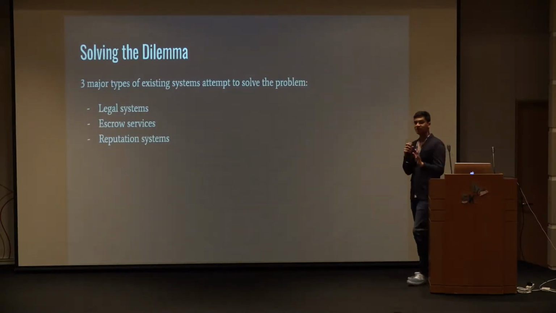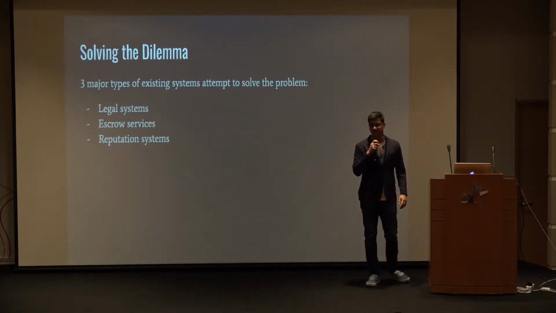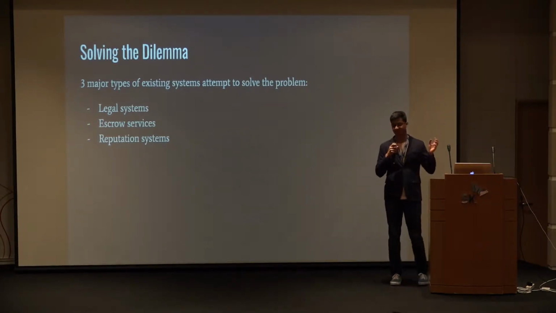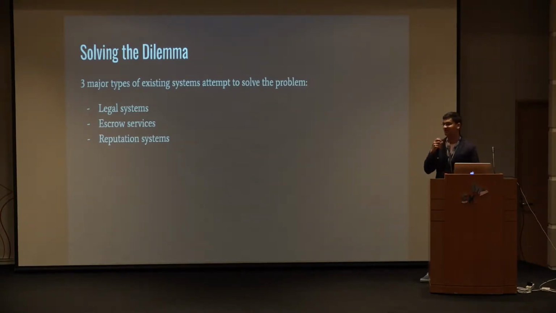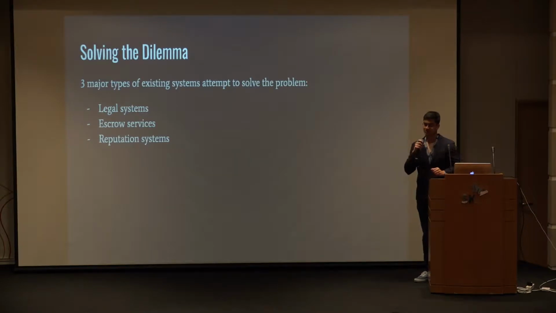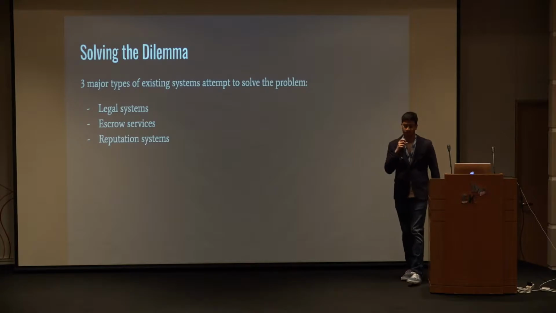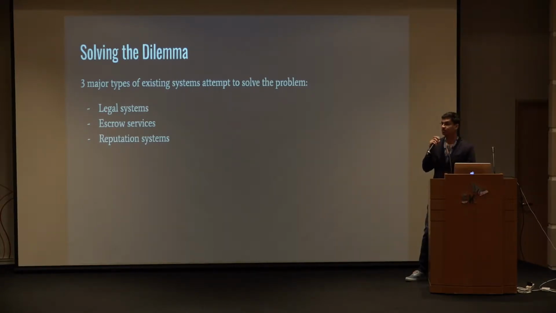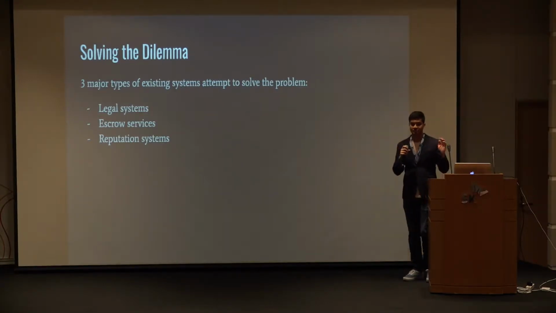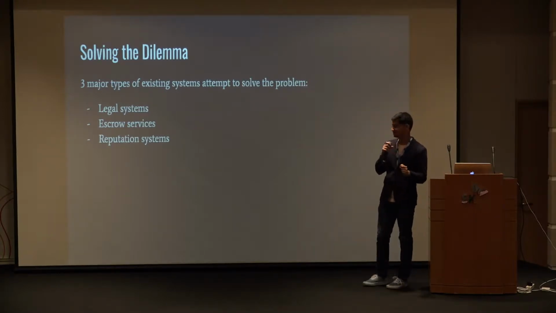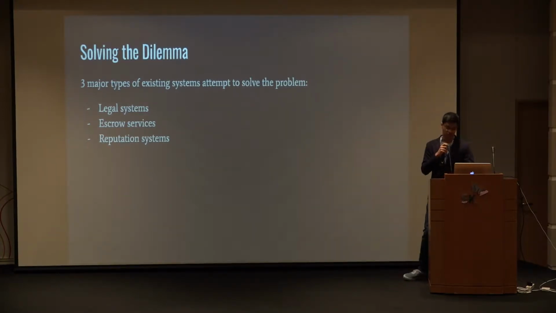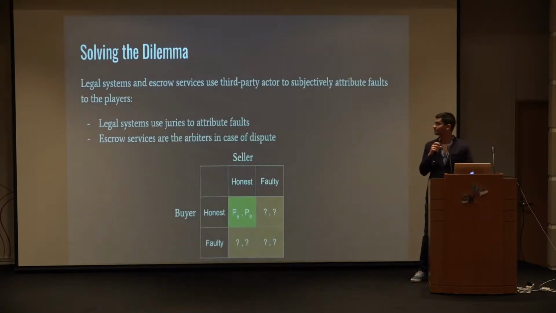Let's look at how this dilemma is solved by traditional systems. We usually have some sort of a third party arbiter or a dispute settlement system. The three major types are legal systems, where you enforce legal contracts; escrow services, where you hire independent parties to act as arbiters; and the third one is reputation systems, where you have public knowledge of what has happened in the past and the behavior of actors in the past. These are like online retailer services, etc.